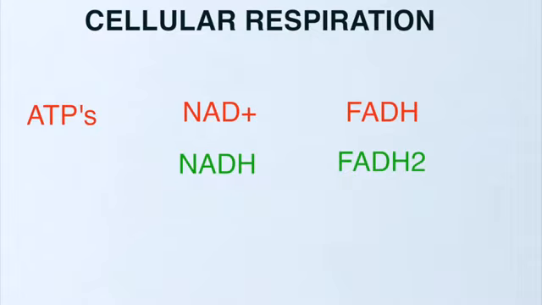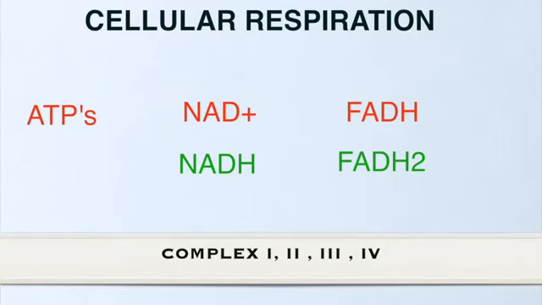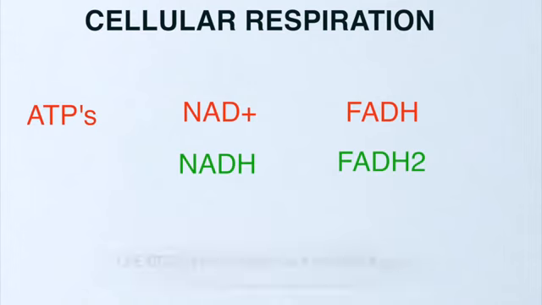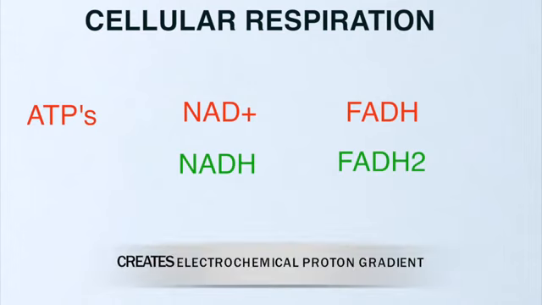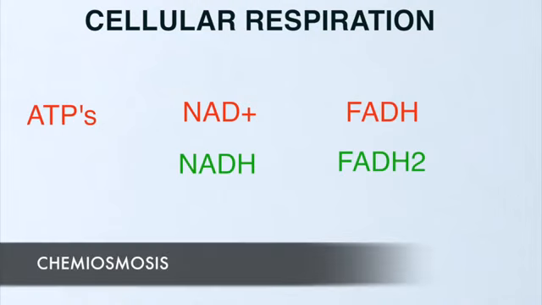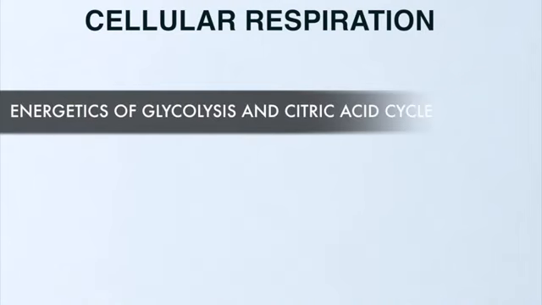The electrons are transferred between complex molecules, and in that process they lose energy which is used to pump protons from the matrix to the intermembrane space, and ultimately we get the production of ATPs via chemiosmosis. This will be explained in detail in the upcoming video. So here we will focus on the energetics of glycolysis and the citric acid cycle. We often get confused about the total net production of ATPs from these processes.